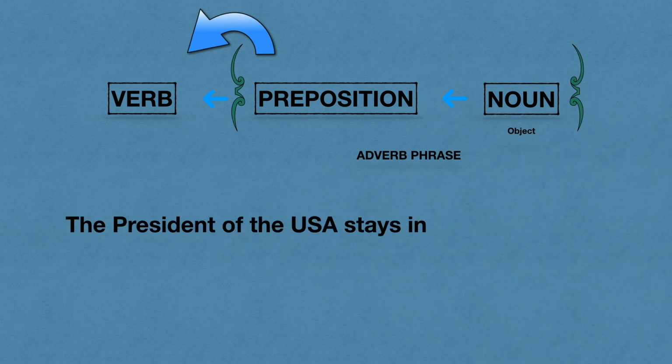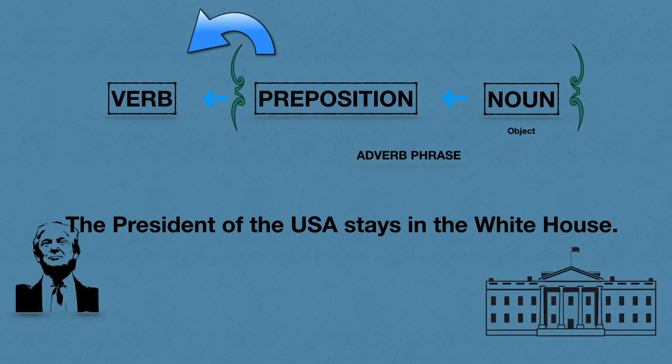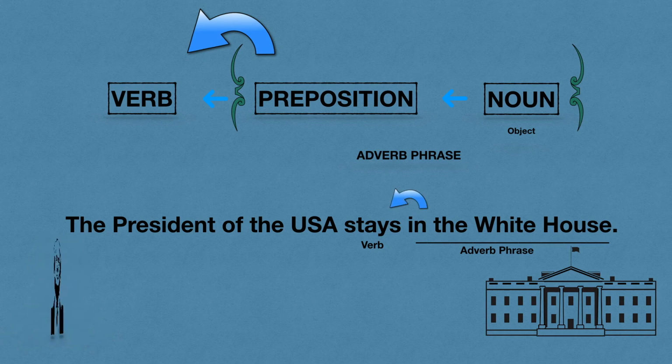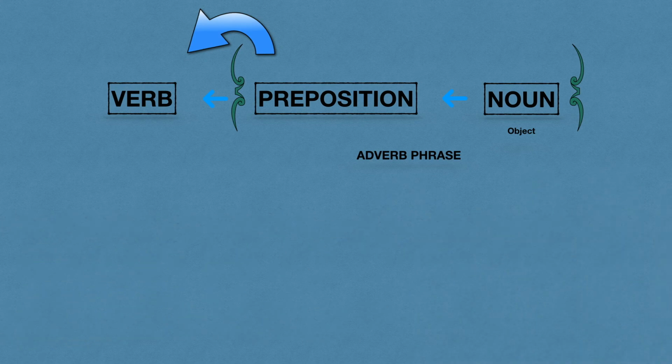Let's now go back to the previous sentence and take a closer look at the second prepositional phrase, in the White House. This phrase is connected to the verb stays on the left. In other words, in the White House behaves as an adverb phrase telling us where the president stays. One more example.